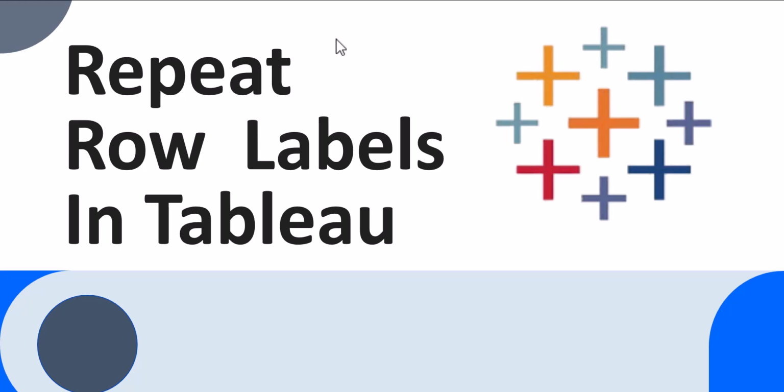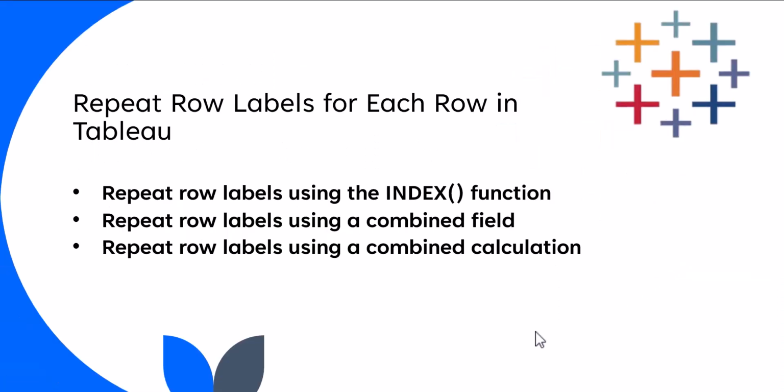So today in this video we are going to learn how we can show repeated row labels in Tableau. In Tableau there are three ways by which we can show the repeated row labels. The first method is using the index function. The second method is using the combined field, and the third method is using a combined calculation. So in this video I'm going to explain all these three methods by which we can show the repeated row labels in Tableau. So let's move ahead and see the process.